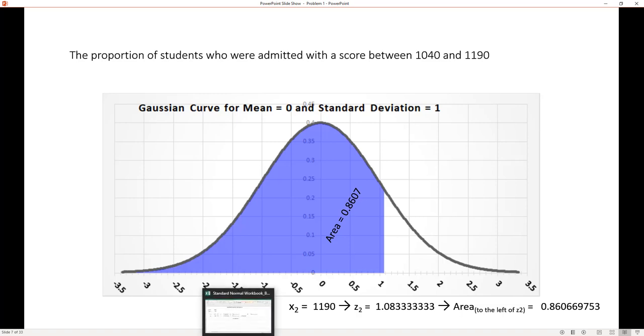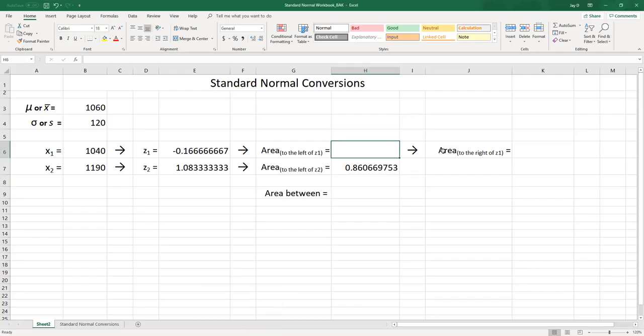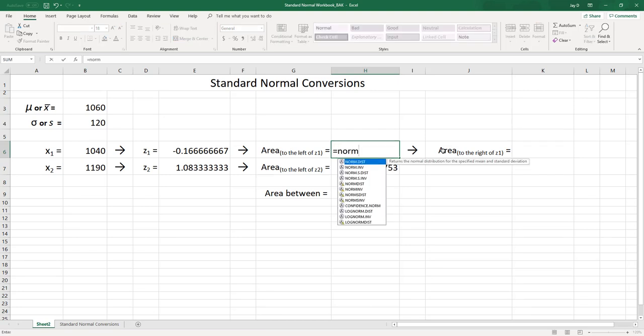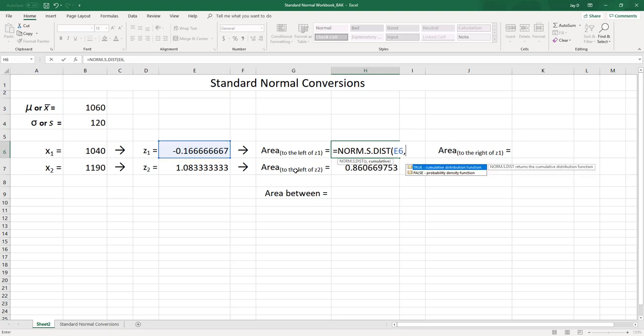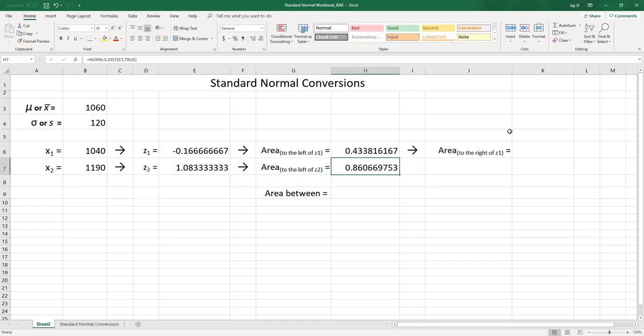Let's go to the x1 value. We would type in the same thing, equals norm.s.dist. Click on the z value, comma, do we want it to be cumulative? Yes, because the norm.s.dist is always going to be cumulative. Close the parenthesis, press enter, and what this is saying is that approximately 43% of the data will fall to the left of negative 0.16667, blah, blah, blah. So let's go to the diagram and see what that looks like.